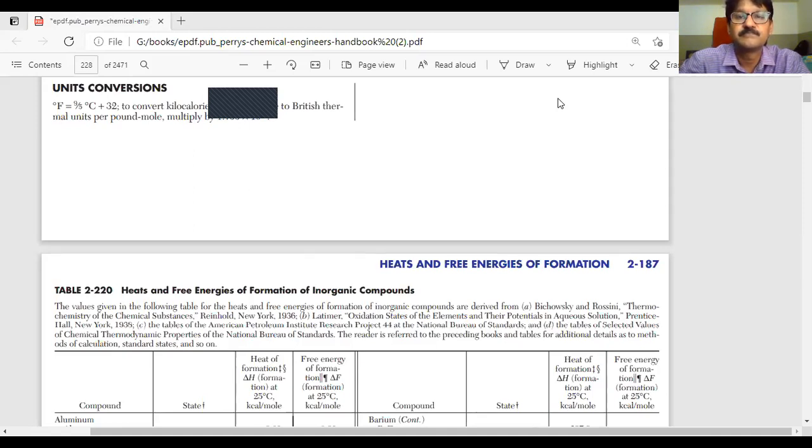Sir, Perry handbook or slide, sir? No. You share it. We'll discuss. Otherwise, we'll waste the time. So tomorrow I'll show how you got these values. Okay, fine, no? You write all the values.